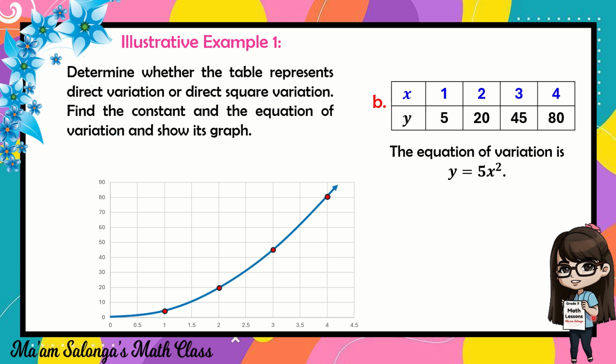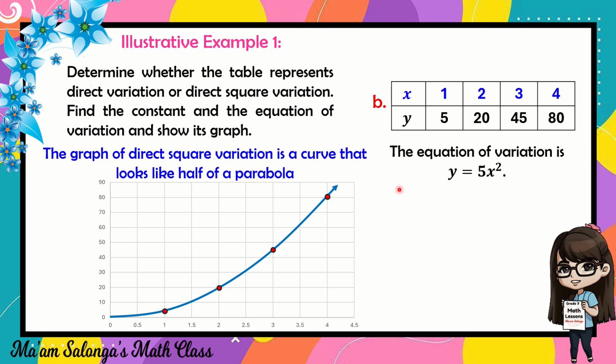Ayan. So, from 0, dito pa rin siya galing kasi ang direct variation ang gagaling sa 0, pero siya ay naging curve na. So, kung titignan nyo, the graph of direct square variation is a curve that looks like half of a parabola. So, alam nyo naman ang itsura ng parabola, right? So, kung titignan nyo, kalahati siya. Half lang siya. So, magkaiba sila ng itsura ng graph ng direct variation. Is it clear? Okay, next.